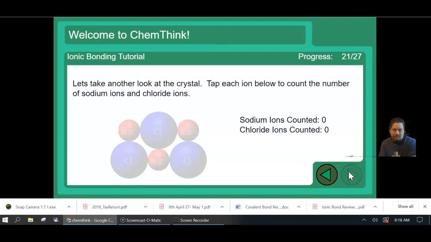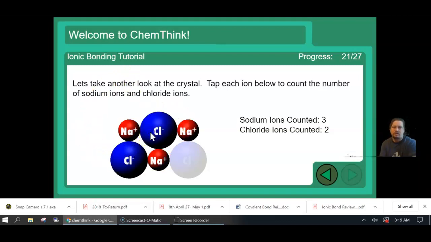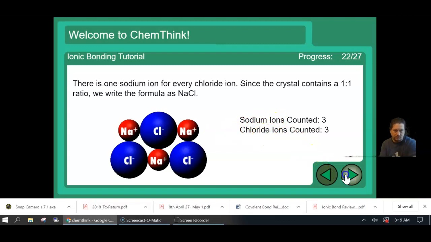Now let's look at how to write some formulas. Here's the crystal again. We're going to tap each ion below to count the number of sodium ions and chlorine. Sodium, we'll start with first, Na. This is one. This is one. 3 sodium ions. Next we'll go to the chlorine. 1, 2, 3. 3 sodium, 3 chloride. Since we write chemical equations in formulas, we're going to get down to the lowest common number. We're going to simplify. We're going to reduce. This is a 1-to-1 ratio. 3, 3. Well, we can divide them both by 3 to get 1. So sodium chloride is a 1-to-1 ratio.